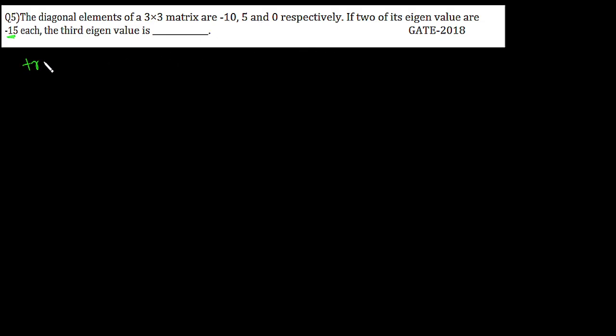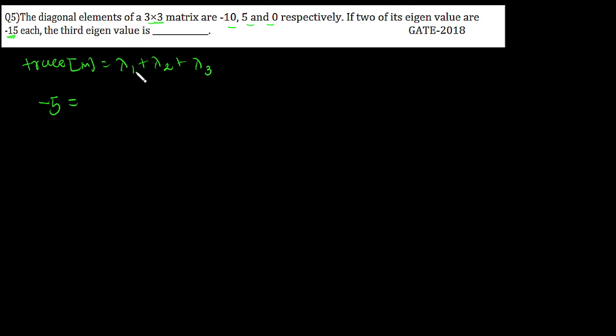The trace of any matrix is nothing but the sum of all its eigenvalues. Here the matrix is 3 cross 3, so it has 3 eigenvalues. So I can put it like this. Here the trace is nothing but the sum of all diagonal elements, and the diagonal elements are given for this 3 cross 3 matrix. So the trace here is nothing but the sum of those three numbers. Here the sum will be minus 5, because minus 10 plus 5 plus 0 gives me negative 5.